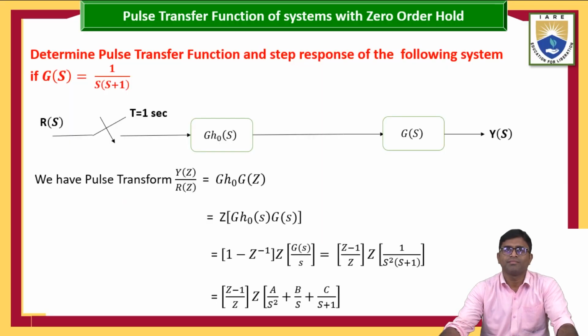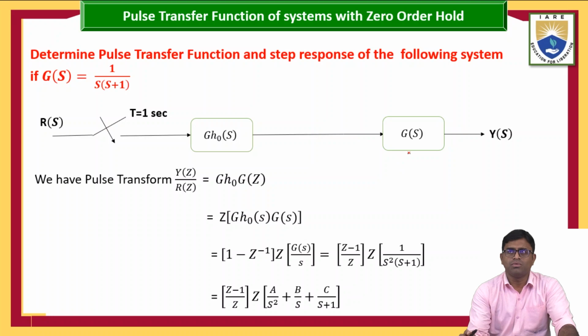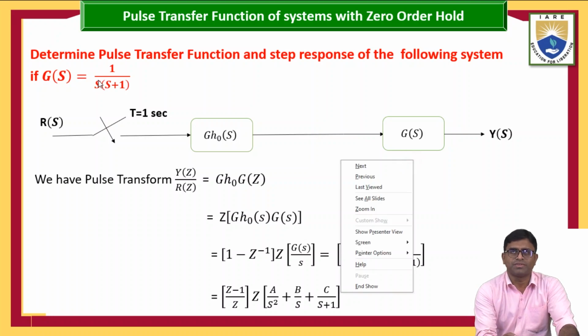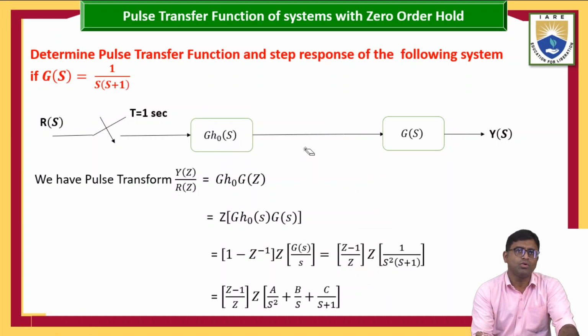Now consider one of the numerical examples. For a system G of S, I am going to find the pulse transfer function for the system with zero order hold device, that is G H naught of S, when I apply the pulse function.